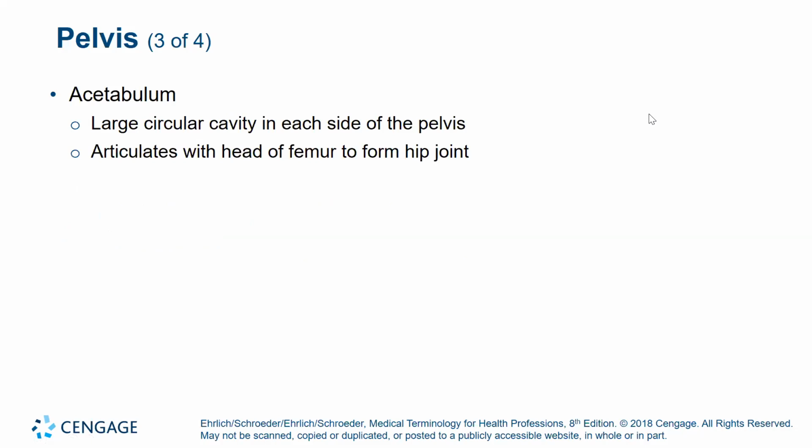Okay, the next one, continuing with the pelvis, is the acetabulum. It's a large circular cavity on each side of the pelvis. And this articulates with the head of the femur to form the hip joint. So this is also known as the hip socket.